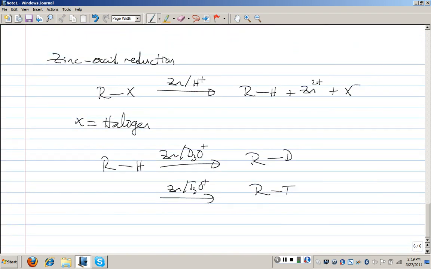So in general, I can introduce labels either from R minus and, say, D2O to make RD, or I can treat RCl or RBr with zinc and D3O+. Both of these are ways of generating RD. We'll see in a while that there's a way of converting RCl into R minus and then doing chemistry.